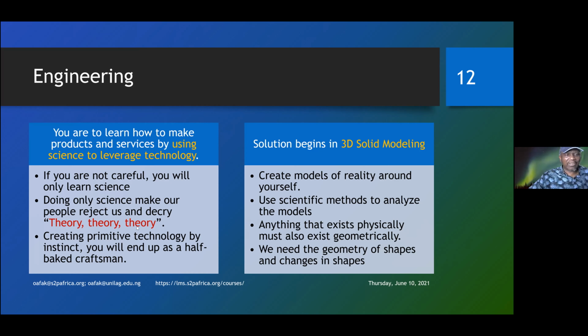You are going to learn theory. You are even going to learn more theory than others. But you are going to learn the theory for a purpose. You are going to learn it to have enough science to be making things like this. You are going to learn enough math to turn it to data analysis, data analytics, and so many other things that will actually yield products and services.